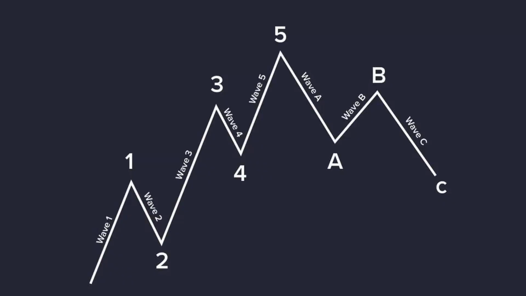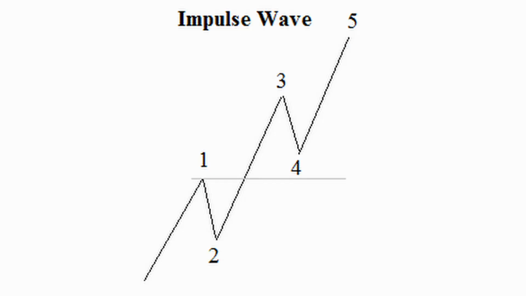The Elliott wave principle, developed by Ralph Nelson Elliott in the 1930s, suggests that markets move in repetitive patterns called waves. An impulse wave is the driving force behind these patterns, and it always consists of 5 distinct waves, labeled 1, 2, 3, 4, and 5.